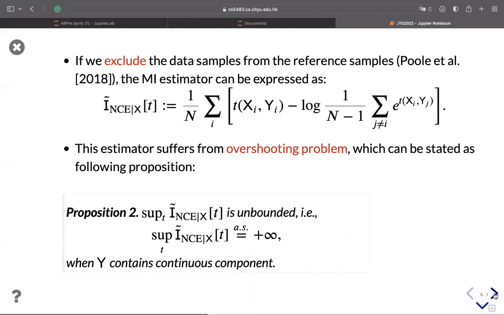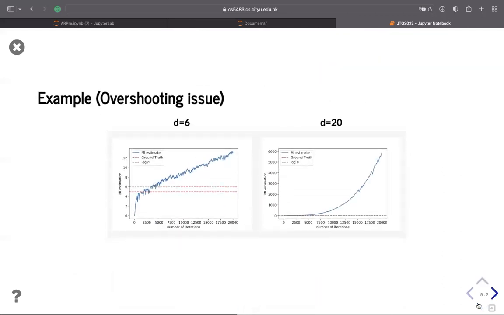And if we exclude the positive samples from the reference samples, the estimator will no longer suffer from the log-n curve, but it will suffer from another issue we call the overshooting problem. The supremum of this estimator is unbounded if y contains a continuous component. And we can see that the MI estimate has no sign of convergence during the training.